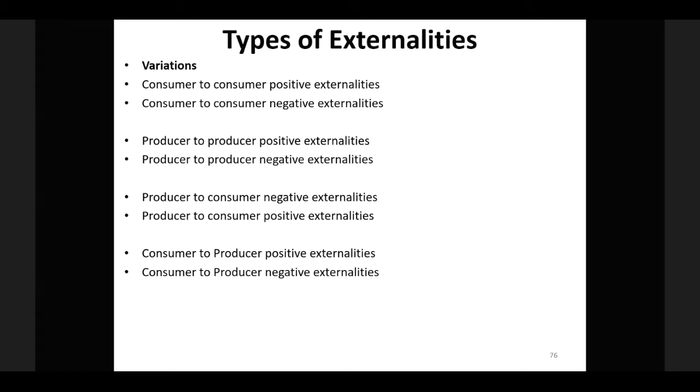These are variations of the positive and negative consumption and production externalities that I've explained to you already. Your role is to try to come up with examples, at least practical examples, of each of these variations of the types.